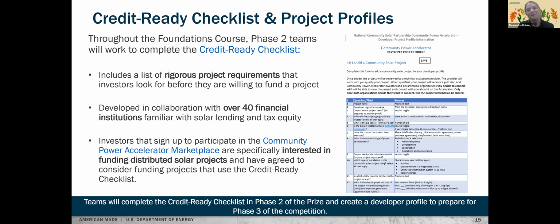Next slide, please. Wonderful. So again, just wanted to highlight here, this credit ready checklist has been entirely revamped, right? And we developed it in collaboration with over 40 financial institutions who are familiar with solar lending and tax equity. This kind of work gets really, really complicated at times. So we have tried to do our best to provide you with a checklist that is meaningful and easily interpreted. So again, if you need help filling out that checklist, that's where that technical assistance comes in as well. But it is definitely self-paced. So I encourage all of you to go ahead and take a look at that as well. Next slide, please.